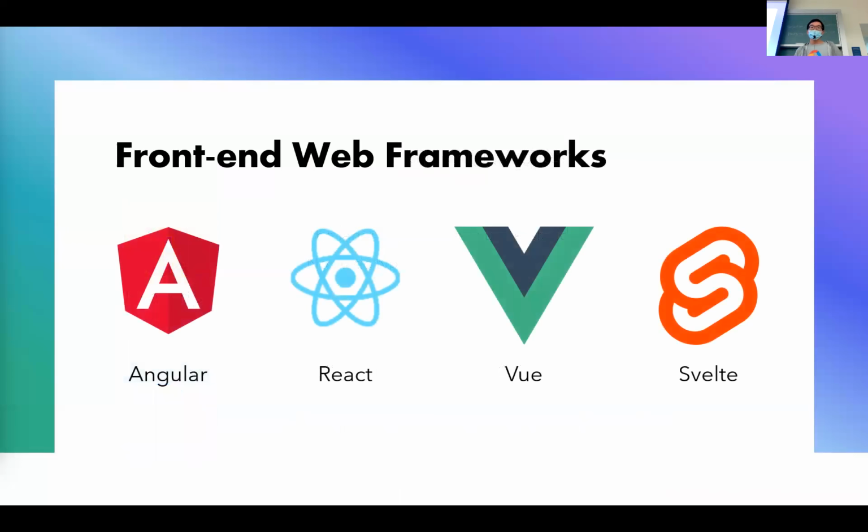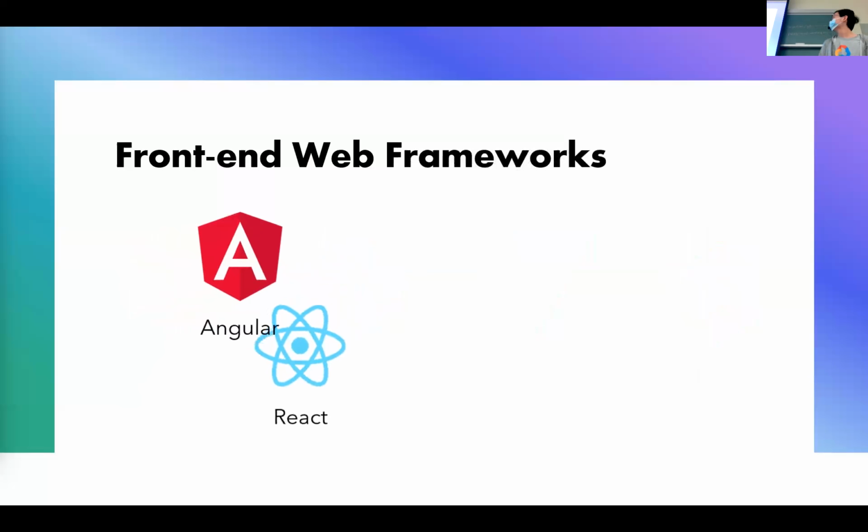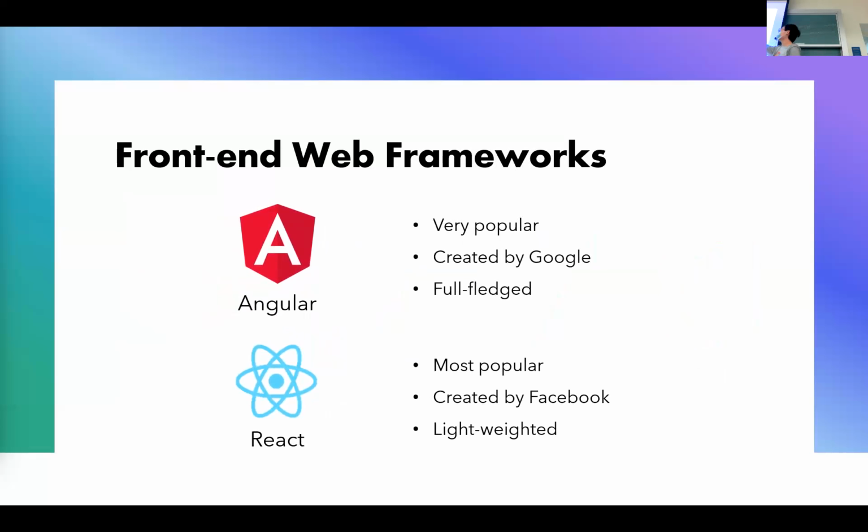There are four major web frameworks for developing front-end web applications: Angular, React, Vue, and one that's pretty new and is getting extremely popular. But currently, Angular and React are the two web frameworks adopted by most companies, and we will talk more about these two. Angular is very popular. It was created at Google, and it's a full-fledged web framework. It includes everything you need to build a front-end. However, React is the most popular one. It was created at Facebook, but it's very lightweight. It has a smooth learning curve. You can get started quickly, but it's not a full-fledged framework, so you will need a lot of third-party libraries if you want to scale it up.